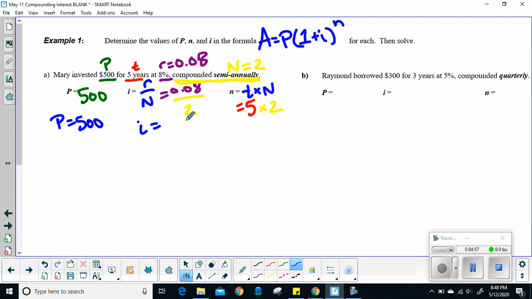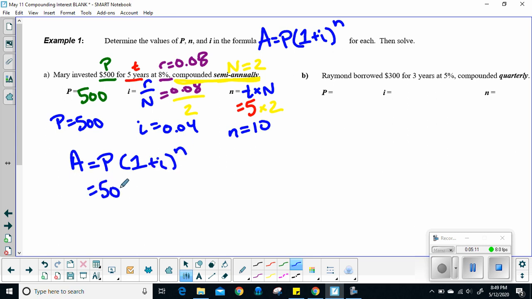Little i is 0.8 divided by 2, so that's our 0.4. And little n is going to equal 10. So when I throw everything into the equation, A equals P bracket 1 plus i to the exponent n. Well, P is my starting amount. 1 plus 0.4 to the exponent 10.